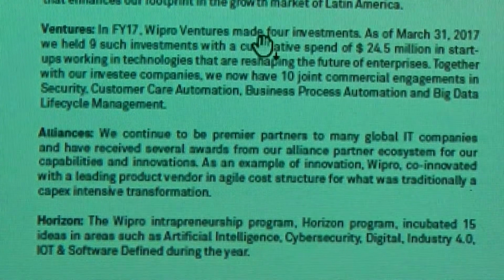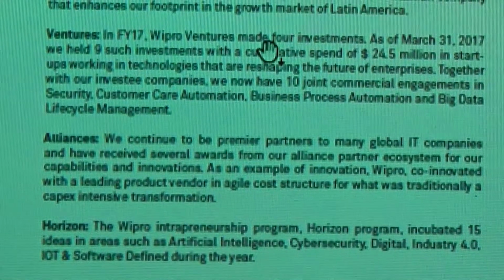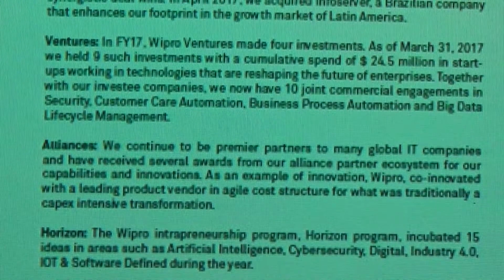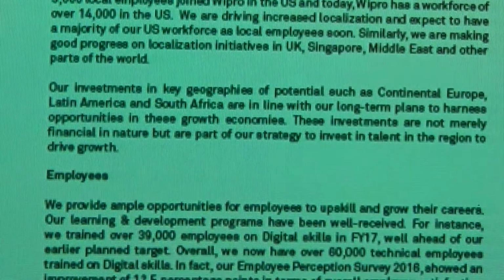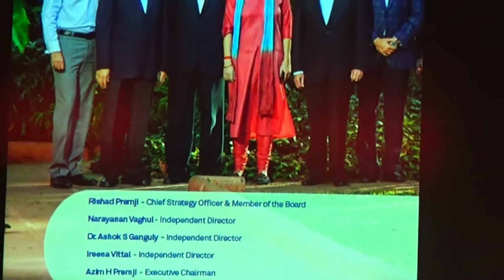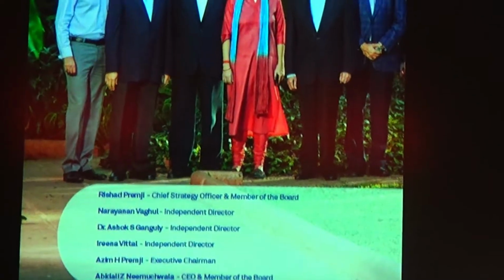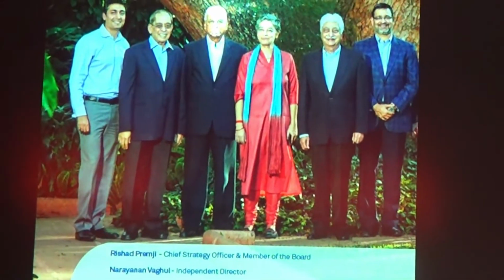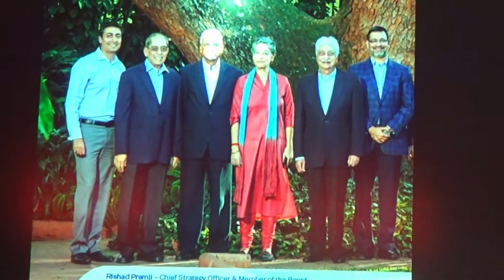You can see here the chairman's report also says what kind of acquisitions and investments they are making. So the chairman's report is again an important part that gives quite a good look at the entire company. This is the board of directors. That's again important, and we can see here how important the board of directors is.